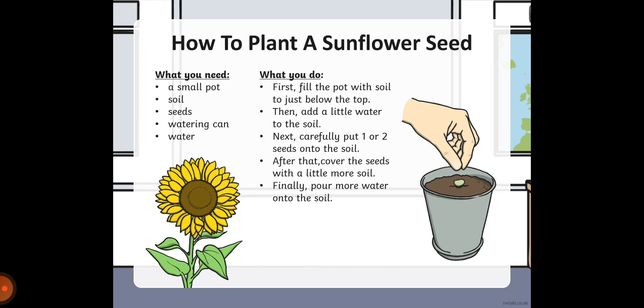Step number 3. Next, carefully put 1 or 2 seeds onto the soil. Step number 4. After that, cover the seeds with a little more soil. So we need to cover it with soil. We need it not to be on the surface of the pot. It needs to be in the middle. And finally, pour more water onto the soil so that we are watering it. Take care, if you want to plant a sunflower seed, you need to water it daily and keep it under the sunlight.